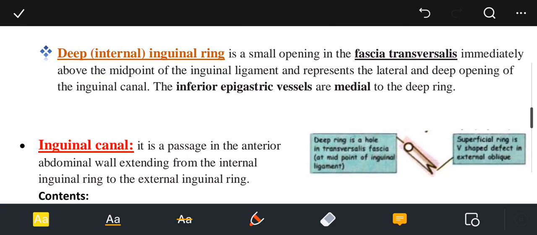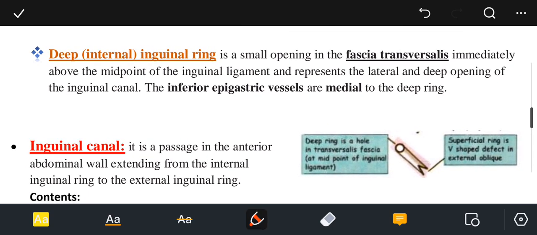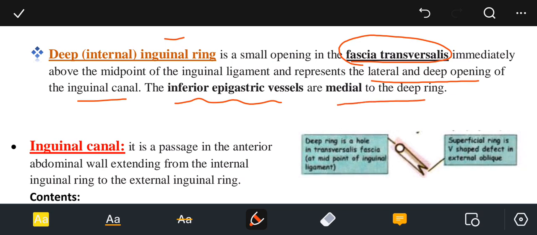Then the deep or internal inguinal ring. The superficial inguinal ring was coming from the external oblique aponeurosis, and the deep or internal inguinal ring is coming from the internal oblique muscle. It is a small opening in the fascia transversalis immediately above the midpoint of the inguinal ligament and represents the lateral and deep opening of the inguinal canal. The inferior epigastric vessels are medial to the deep ring. So suppose this is the deep inguinal ring, the inferior epigastric vessels are lying medial to that. We'll see a mnemonic later on about the direct and indirect inguinal hernia in reference to the inferior epigastric vessels.